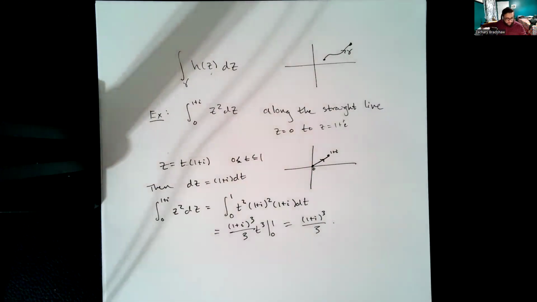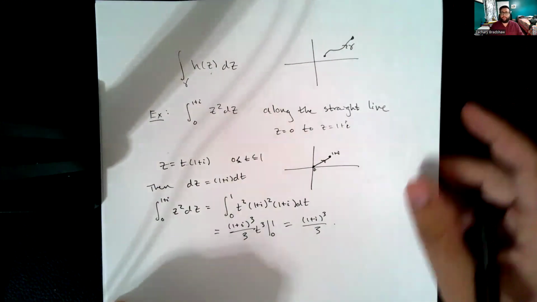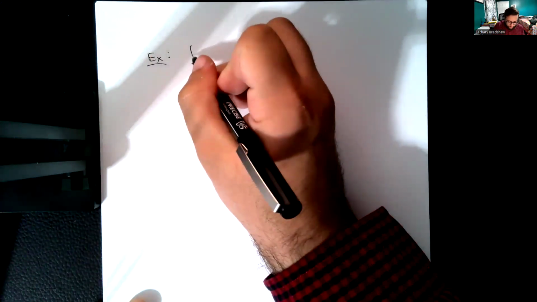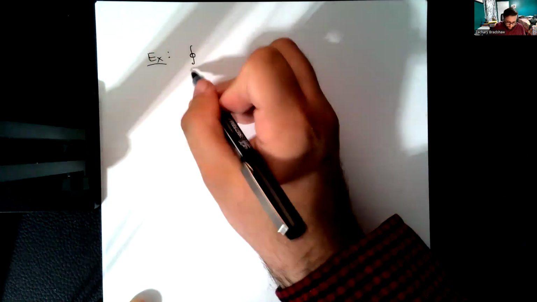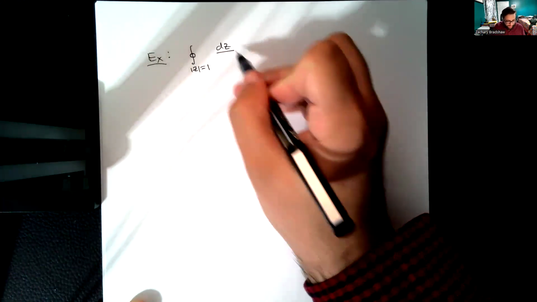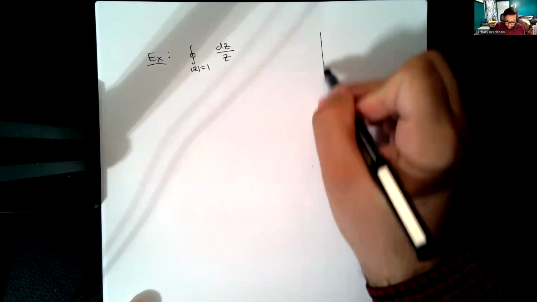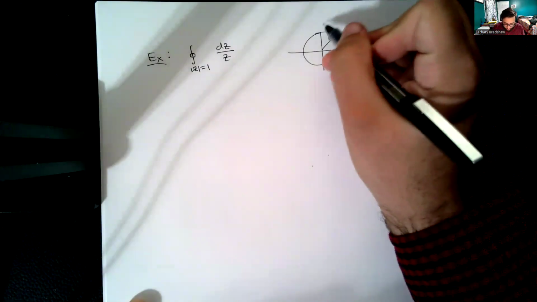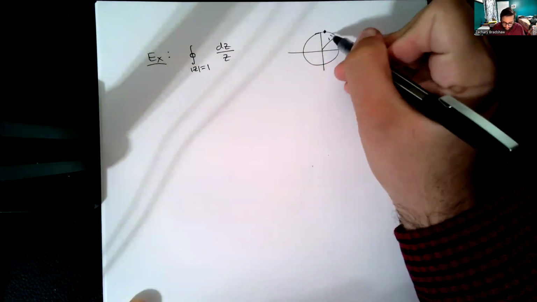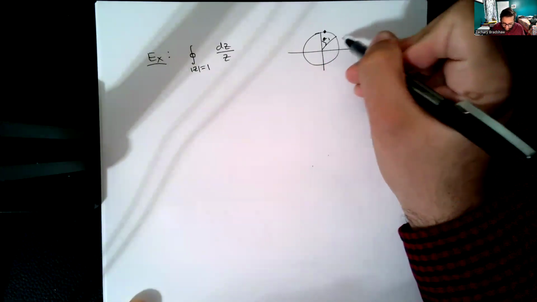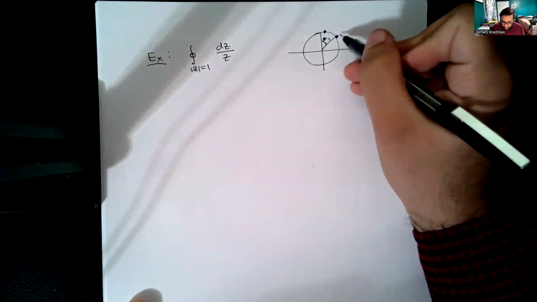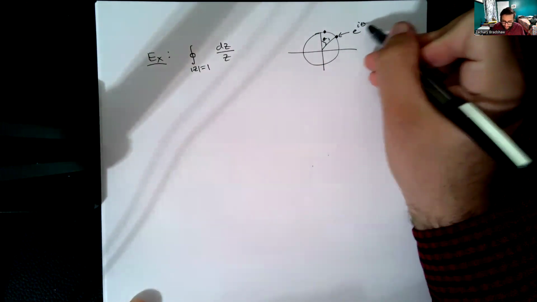Okay, so here is a more important example that we'll come back to, which is the integral of 1 over z over the closed curve modulus of z equals 1. That's a circle of radius 1 centered at the origin. Let's call this angle theta and take this point here. This point can be parameterized by the exponential.